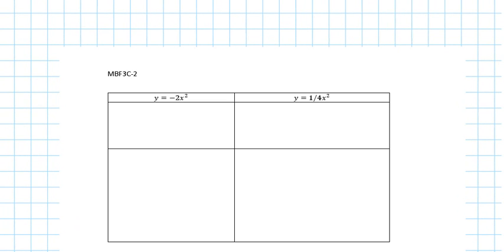So when I ask you to state the transformation, you're going to have to say the following. You're going to say reflection in the x-axis, and you're going to say it's a vertical stretch.